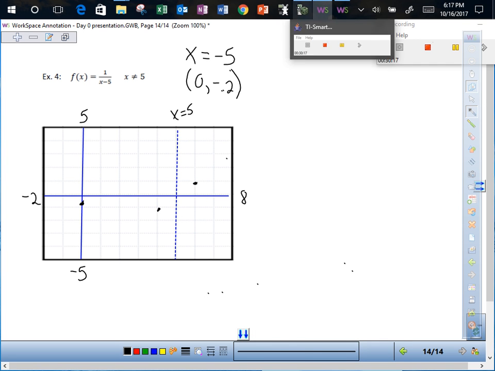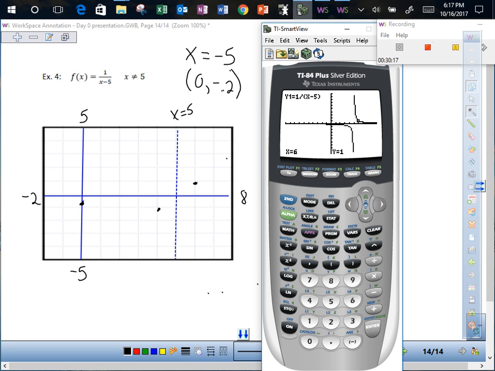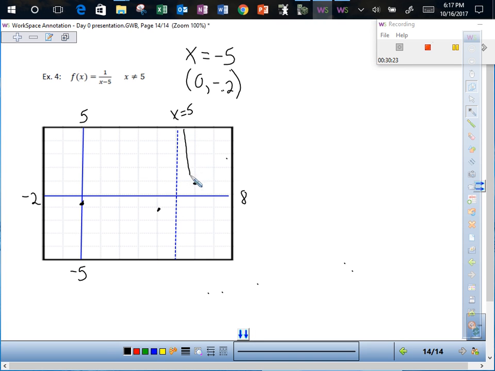Now, that's all we need to graph this. So this graph's going to approach the asymptote, hit that, approach that asymptote. This graph's going to do the same. Going to approach that asymptote, go through that point, and there's what our graphs look like.